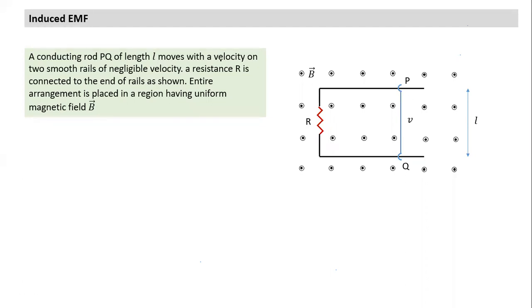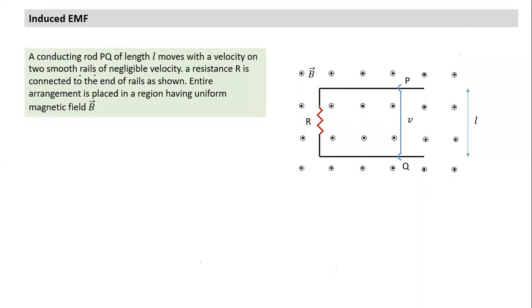And it is moved on a smooth rail. Why do many books write a smooth rail? The reason is that a smooth conducting rail has a large cross-section area, hence its resistance is negligible. This rail has negligible resistance, this one also has negligible resistance, and even the rod we take as negligible resistance. You see where the resistance is. Our resistance R is connected to the end of the rail as shown, and the entire arrangement is placed in a region having a uniform magnetic field.